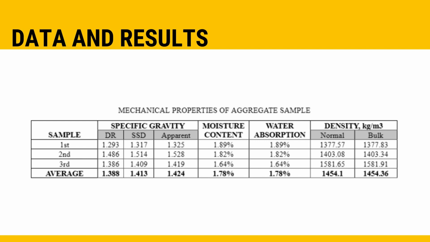Furthermore, the average and the three samples passed the standard for moisture content and water absorption since the values were less than 2%, which is a great sample that will avoid large variations in the amount of water in the concrete mix throughout the production.